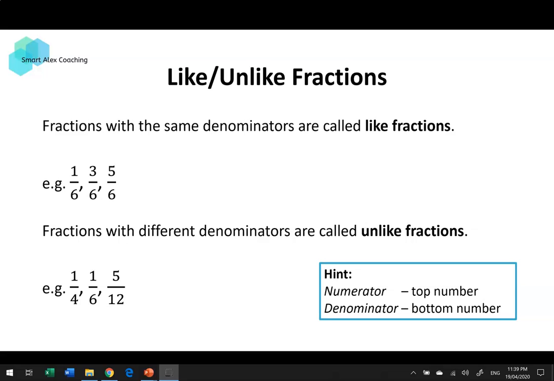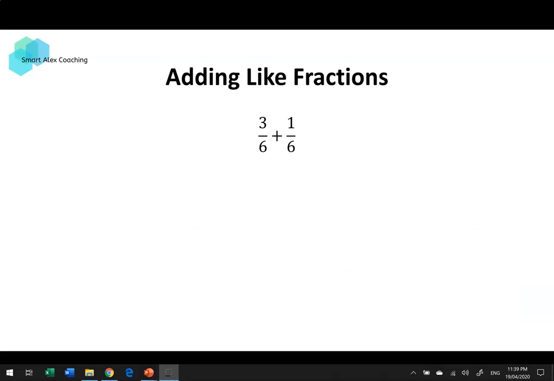Fractions with different denominators are called unlike fractions. As an example, a quarter, 1/6, and 5/12. These fractions have got different denominators of 4, 6, and 12, so we call these unlike fractions.